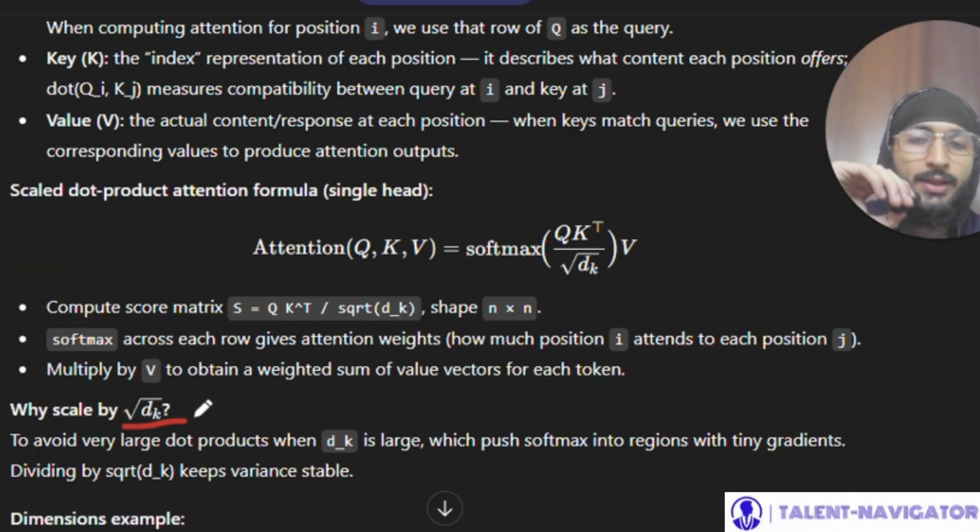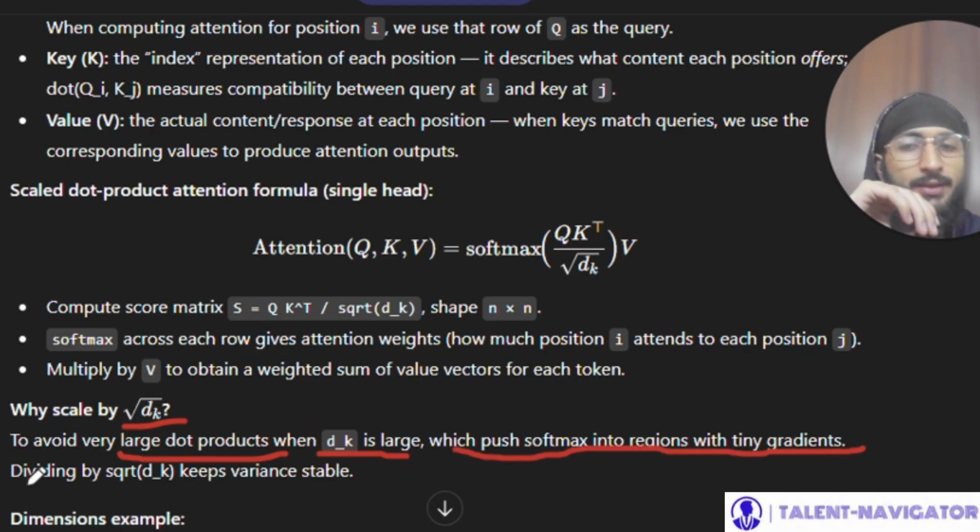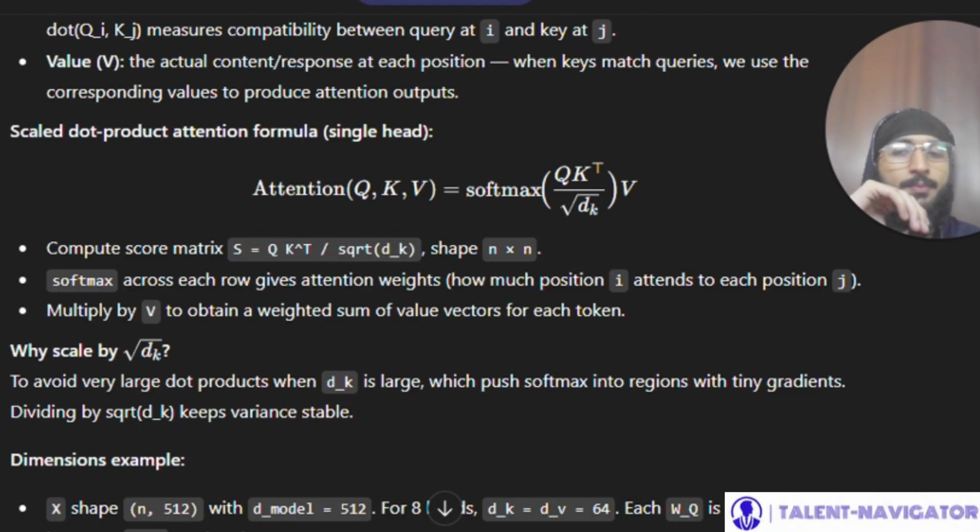Why scale by root d_k? To avoid very large dot products when d_k is large, which push softmax into regions with tiny gradients. Dividing by it keeps the variance stable.